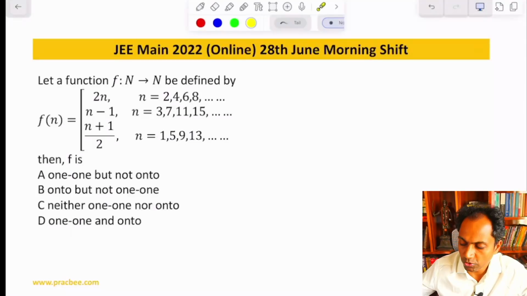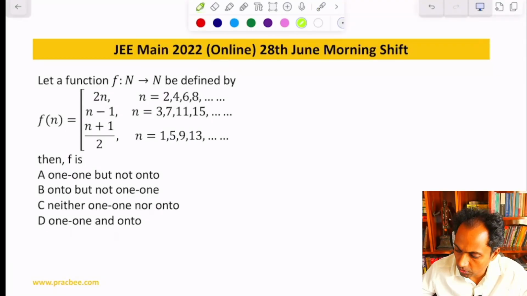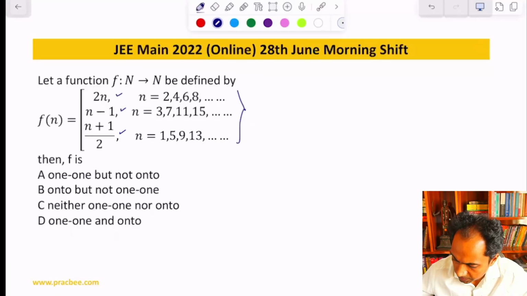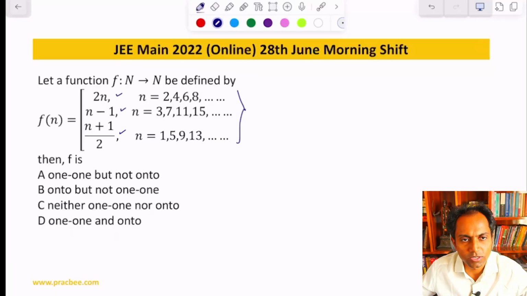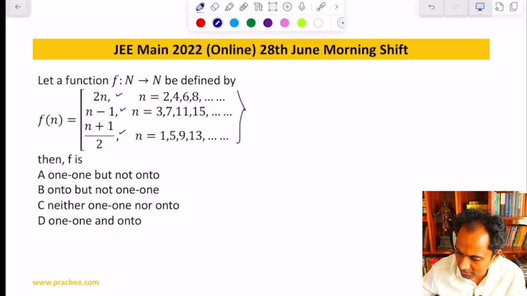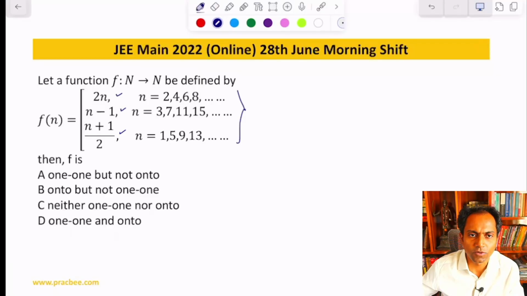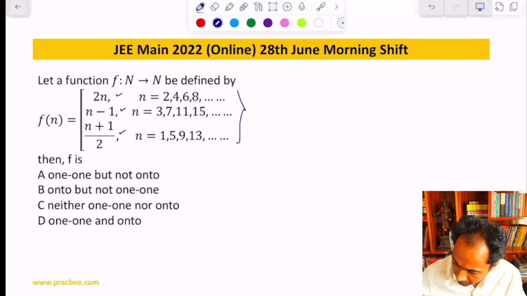If I look into this 2022 question, it talks about a function that is given the form of 2n minus 1, n into n plus 1 by 2 for different values of n. The question is whether the function is one-one or onto. These are the things that we need to tell. There are two ways to do this question. One is we can consider different categories of values of n. And another is we can have a mapping. If I draw the mapping, this will give us a visualization of what is happening.